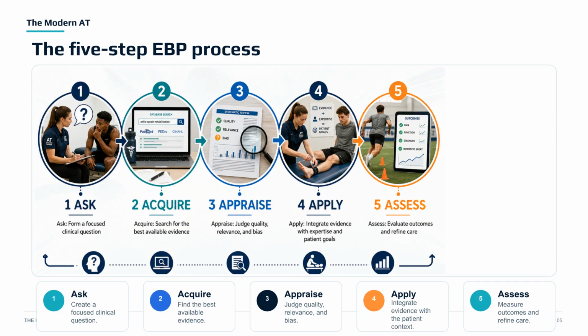A useful way to remember EBP is through the 5-step process. First, ask a focused clinical question. Second, acquire the best available evidence from credible sources. Third, appraise the evidence by judging its quality, relevance, and potential bias. Fourth, apply the evidence by blending it with clinical expertise and patient values. Fifth, assess the outcomes to see whether the plan is working. This is important because EBP is not a one-time action. It is a cycle. A clinician asks, searches, evaluates, applies, measures, and then adjusts based on the patient's response.